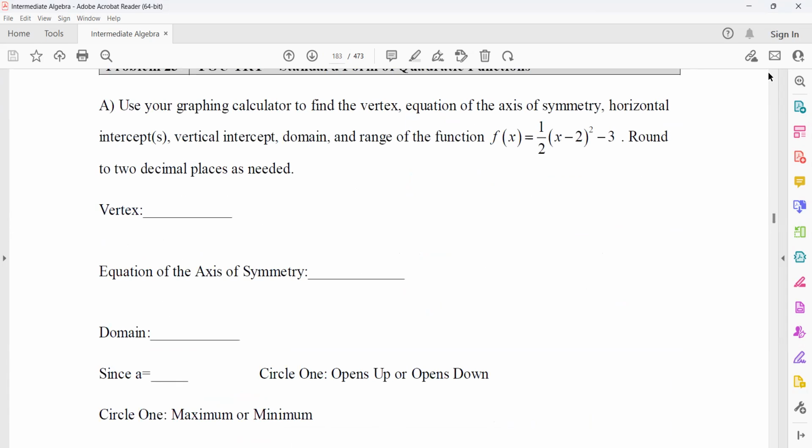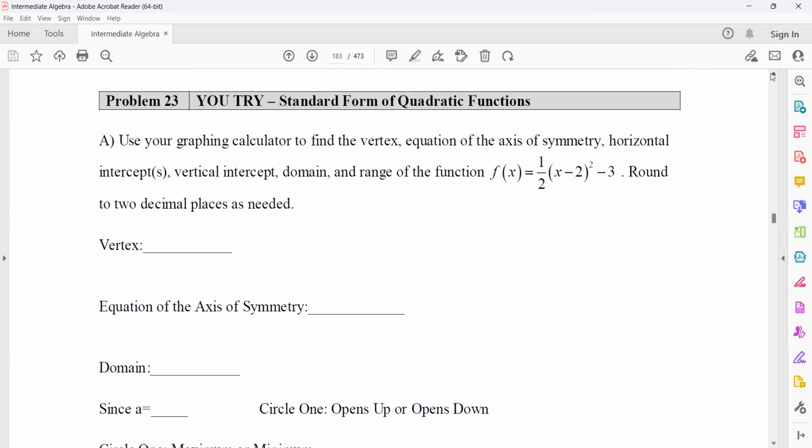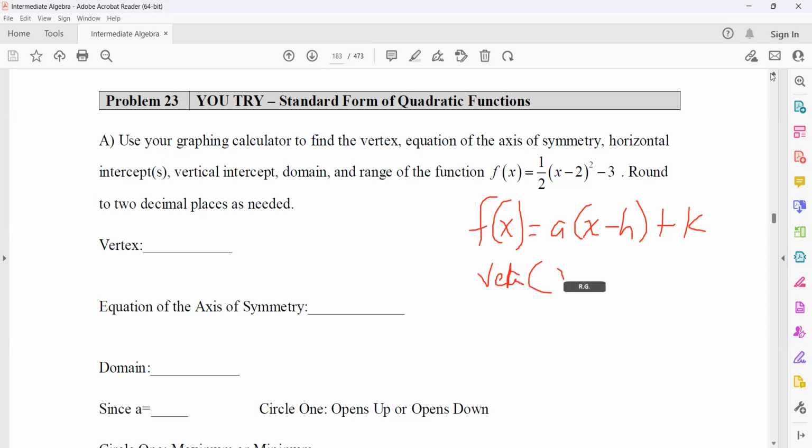Now, let's try this one. For this one, the first thing it's asking for is the vertex. Now, what is the vertex again? How can we find the vertex? Let's compare it to what we have here: a times x minus h, plus k. Now my a is 1/2, so I know that, but the vertex is going to be hk.